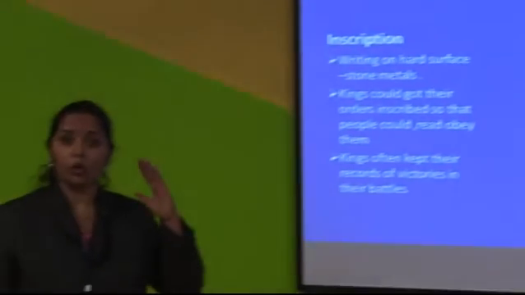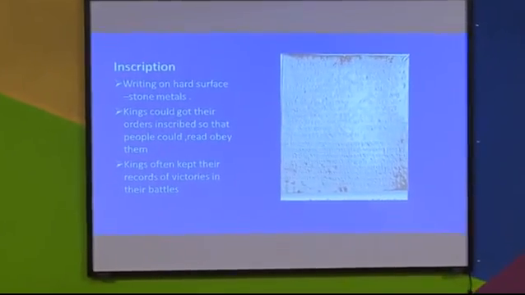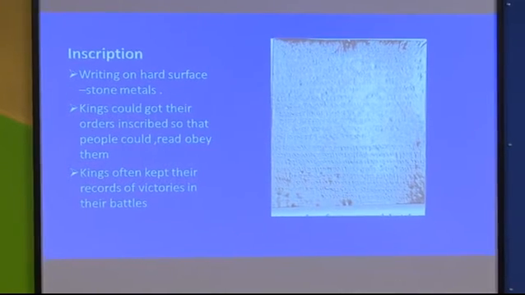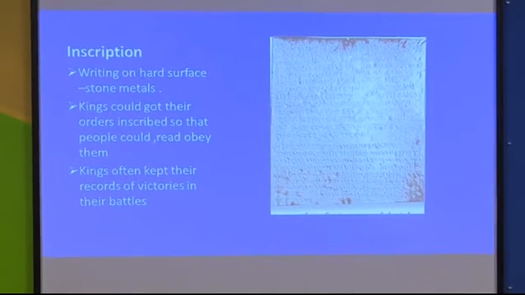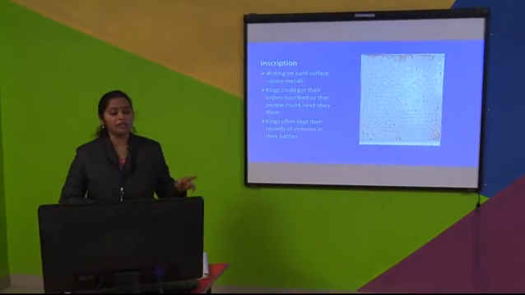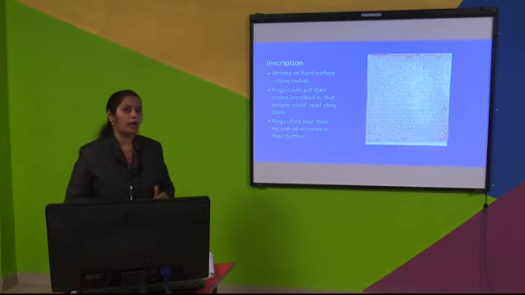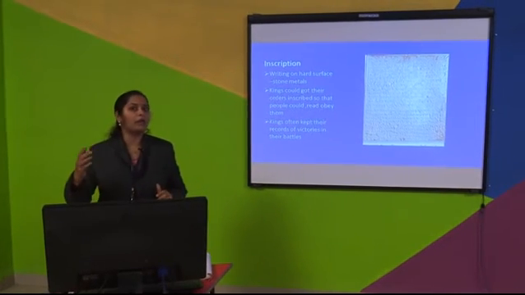In the olden days, what did kings used to do? They used to get their orders inscribed on stones or metals, so that all the people could read them and obey whatever is written on the inscription. And one more thing, kings often kept records of their victories in battles. Understood now what an inscription is? I think you must be remembering Ashoka, right? Ruler Ashoka. Even now, if we go to Sarnath, we will be able to read the inscriptions, his teachings, written on the pillars.